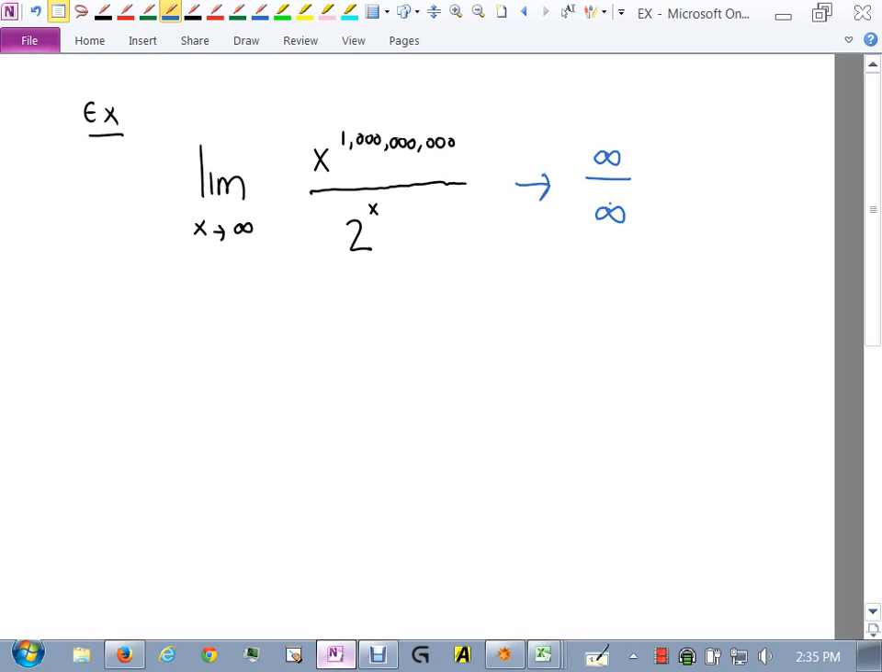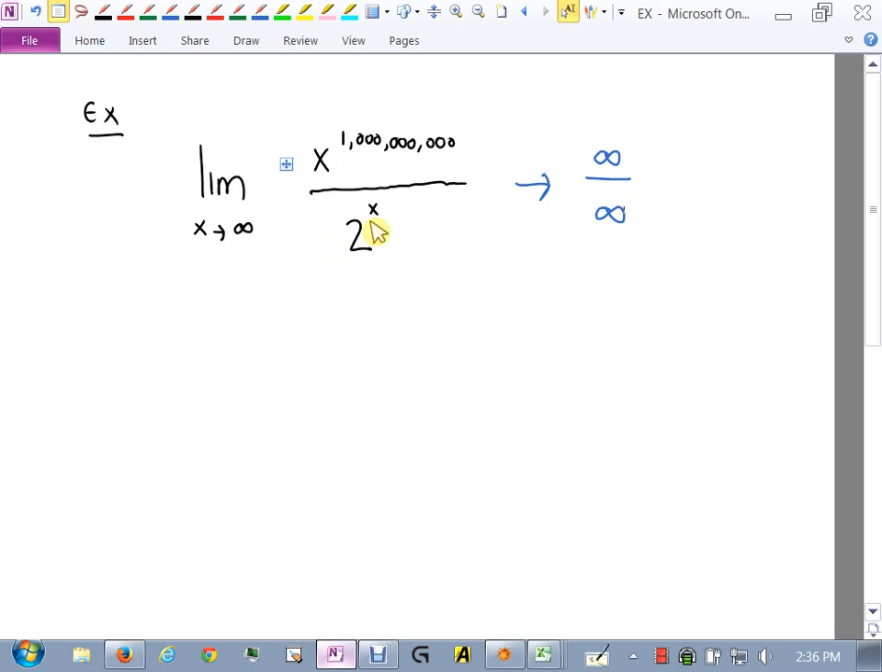Who's going to win here? Which of those do you think gets bigger faster? X to the billionth power or 2 to the x? You think 2 to the x grows faster than x to the billionth power? All right, well, let's see. Let's just plug in 2. What's 2 to the 2? 4. What's 2 to the billionth power? On your calculator, overflow. Your calculator can't do that number. It's too big.